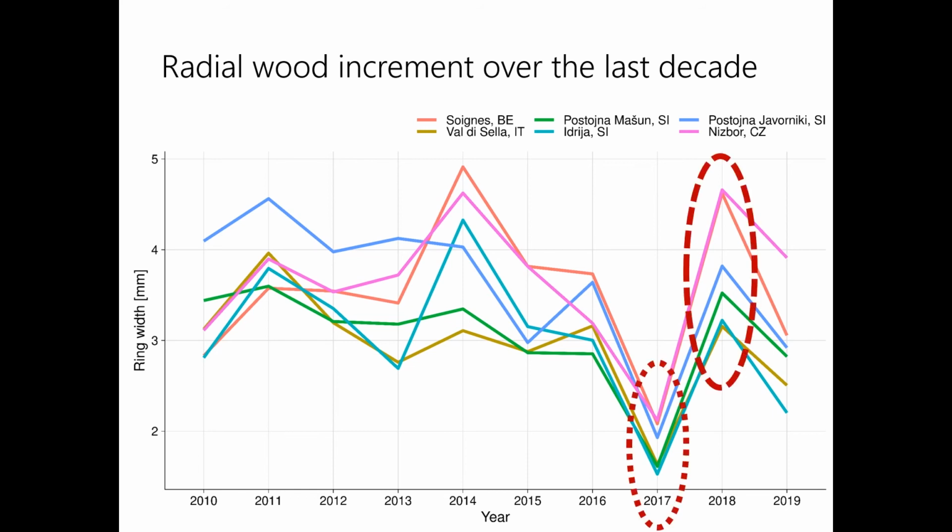For example, when comparing a drought year, which was 2017, to a relatively good year in 2018, the order of the provenances remains similar, even though the maximum is almost twice as high in 2018 as it was in 2017. This could indicate that radial growth in beech is somewhat under genetic control. However, this could only be established by looking at wood anatomy data.